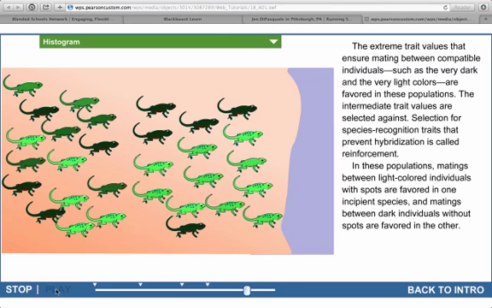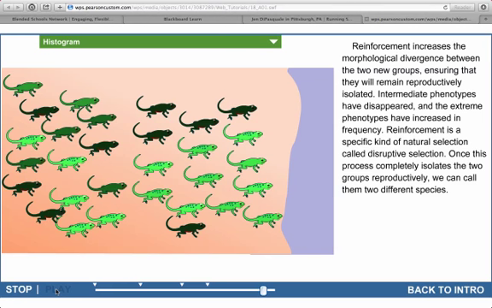The extreme trait values that ensure mating between compatible individuals, such as the very dark and the very light colors, are favored in these populations. The intermediate trait values are selected against. Selection for species recognition traits that prevent hybridization is called reinforcement. In these populations, matings between light-colored individuals with spots are favored in one incipient species, and matings between dark individuals without spots are favored in the other.